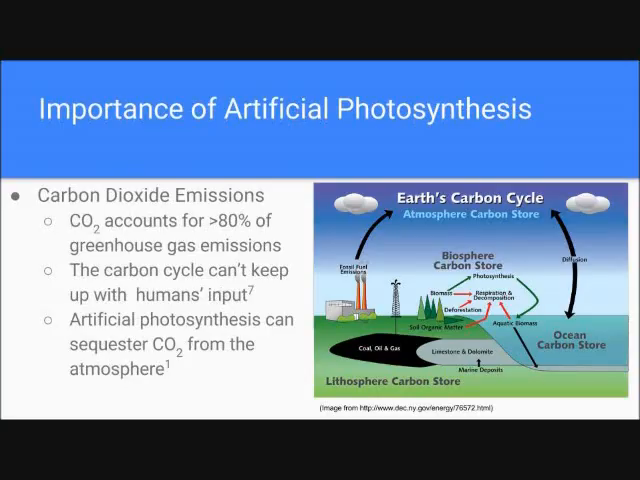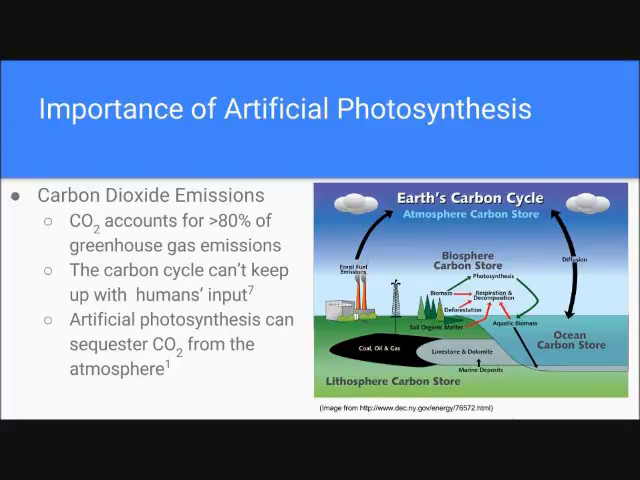A result of humans' excessive use of fossil fuels is a release of carbon dioxide into the atmosphere. Carbon dioxide accounts for more than 80% of the greenhouse gases released by human activities and is a major contributor to global climate change. Before the Industrial Revolution, the carbon cycle balanced the levels of CO2 in the atmosphere by cycling carbon through the air, land, sea, and organisms. But since then, the CO2 emissions resulting from industry have become more than nature can efficiently handle.